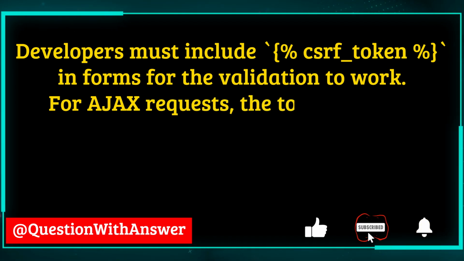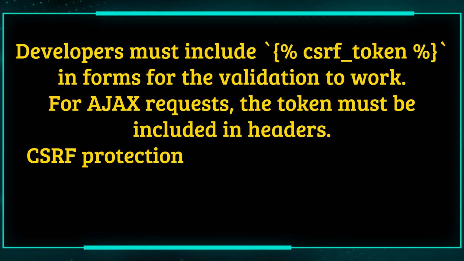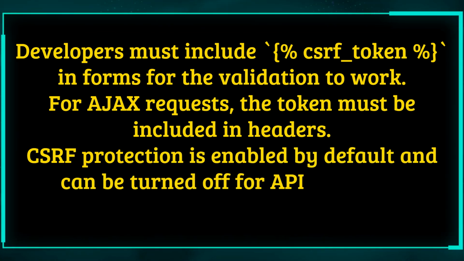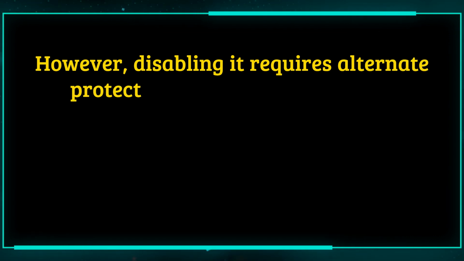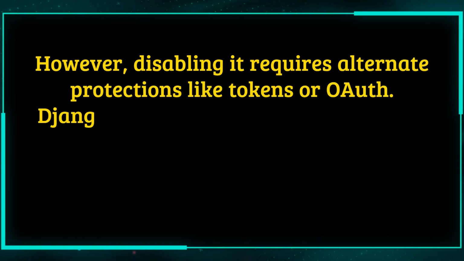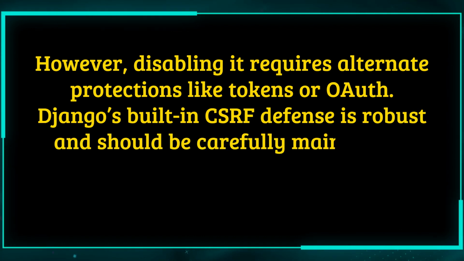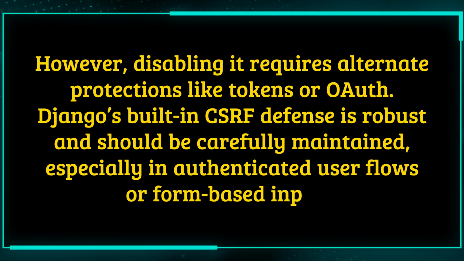For AJAX requests, the token must be included in headers. CSRF protection is enabled by default and can be turned off for APIs by using @csrf_exempt. However, disabling it requires alternate protections like tokens or OAuth. Django's built-in CSRF defense is robust and should be carefully maintained, especially in authenticated user flows or form-based inputs.